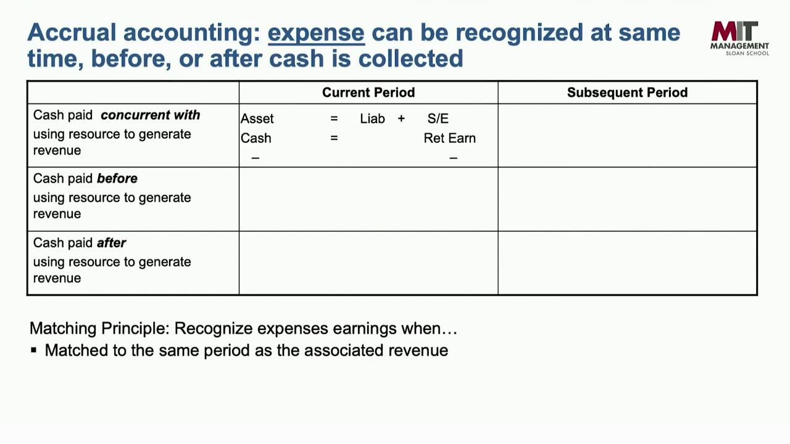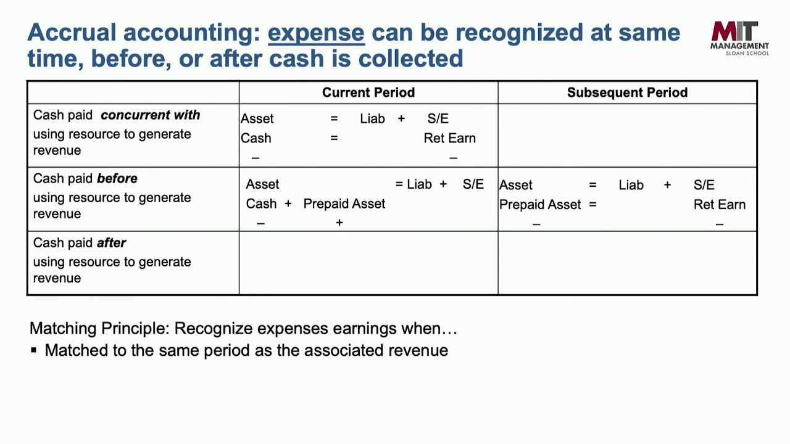So again, if you pay your employees in cash when they do the work, cash goes down, you got wage expense. If we rent a building ahead of time, we got a prepaid asset, cash goes down, and it's not until the future when we use that building, prepaid asset goes away, and then we recognize an expense.